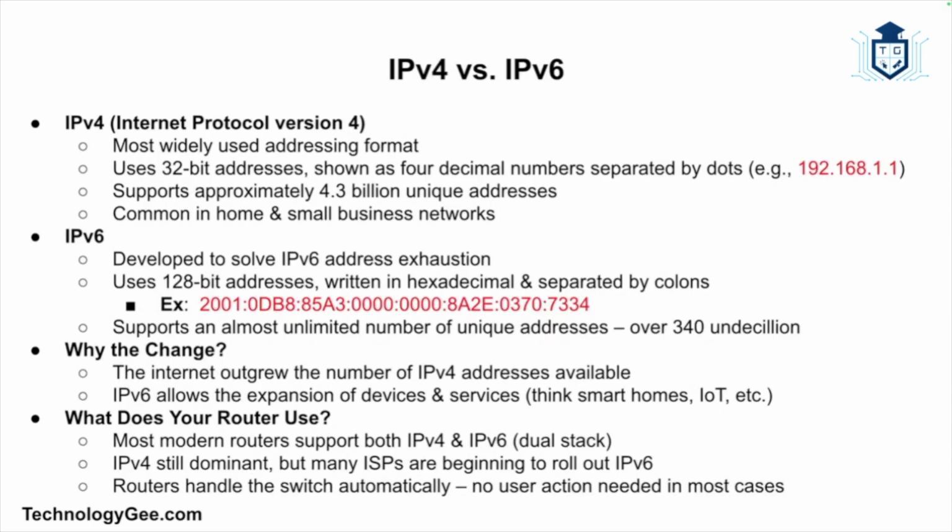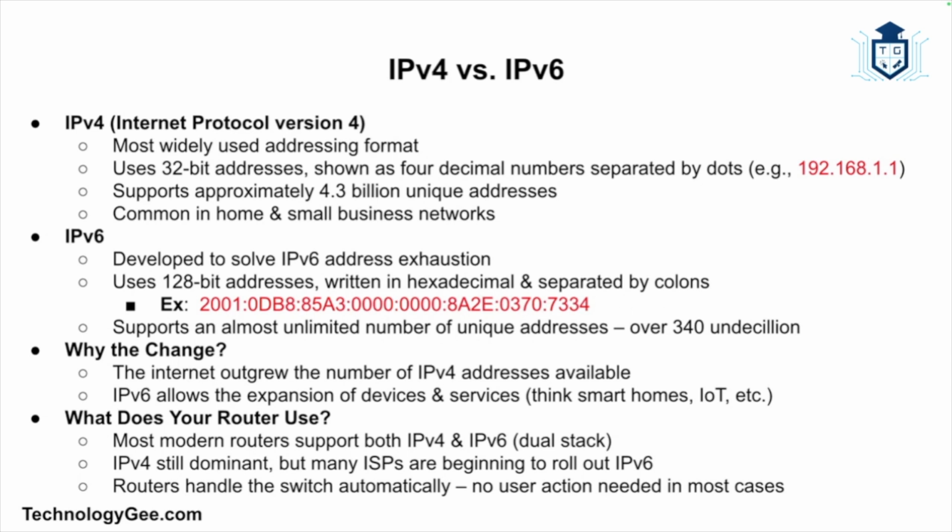All right, next let's talk about IP version 4 and IP version 6 and which of these your router actually uses. So you've probably seen IP addresses that look like this. You've got 192.168.1.1. Of course, that's IP version 4. But as we run out of IP version 4 addresses, we are now shifting to IP version 6, which looks like this long number in red right here.